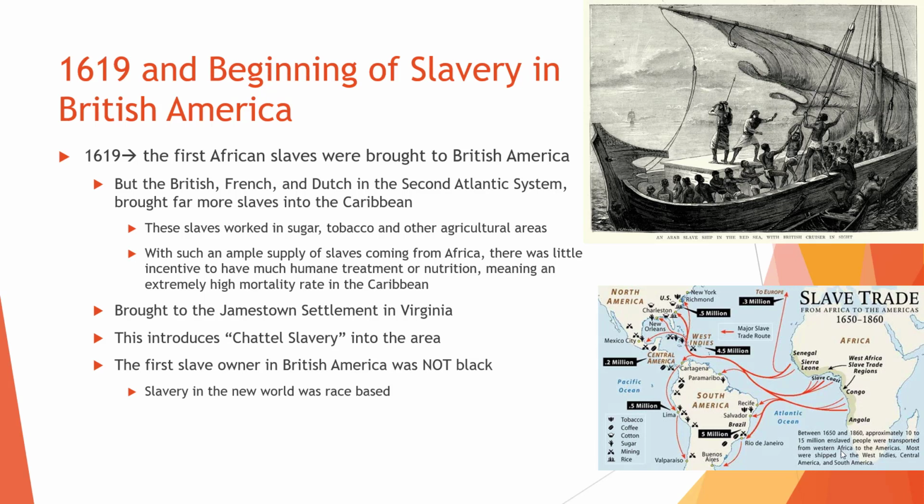So, where did the first African slaves come? What we now know as Virginia, into the Jamestown colony. But the British, French, and Dutch in the Second Atlantic System brought far more slaves, as you can see, into the Caribbean. So, as you can see there, into what we kind of know as the United States, about 500,000 total. Caribbean, 4.5 million. Brazil, 5 million. So, they wanted the slaves, and after they had kind of went through some of the native people that they wanted to enslave, things like sugar, tobacco, other really intensive agricultural areas.